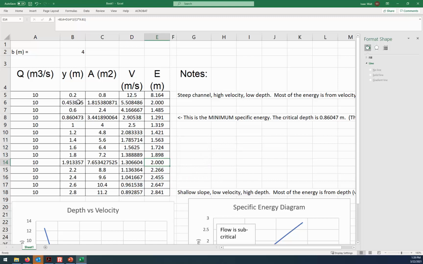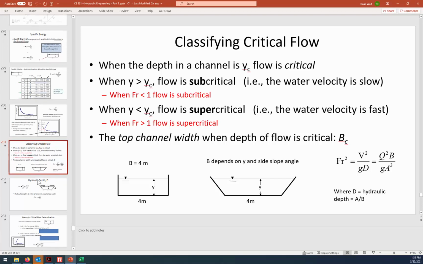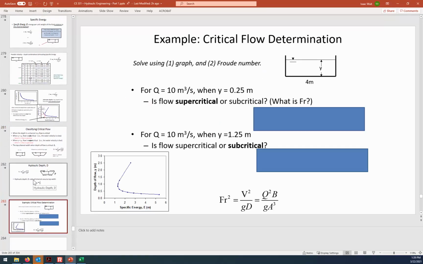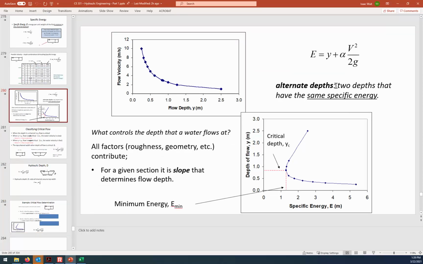All right, so 0.45 meters of depth and 1.91 meters of depth, they both have the same amount of energy. Same amount of energy, 2 different depths. Those are called alternate depths. Alternate depths: 2 depths that have the same specific energy.